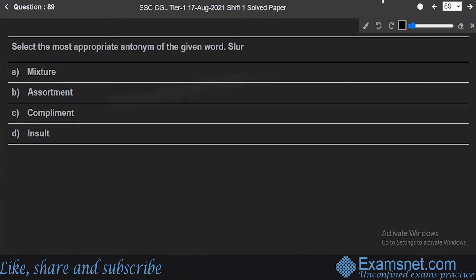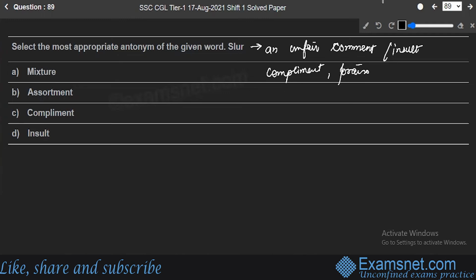You have to select the most appropriate antonym of the given word, and the given word is slur. The options are mixture, assortment, compliment, or insult. Let's see the meaning of all these words one by one so that we can be sure of our answer. Slur means an unfair comment or insult that could damage the opinion of somebody or something, right? Obviously the antonyms of this word will be something like compliment, praise, something like this.